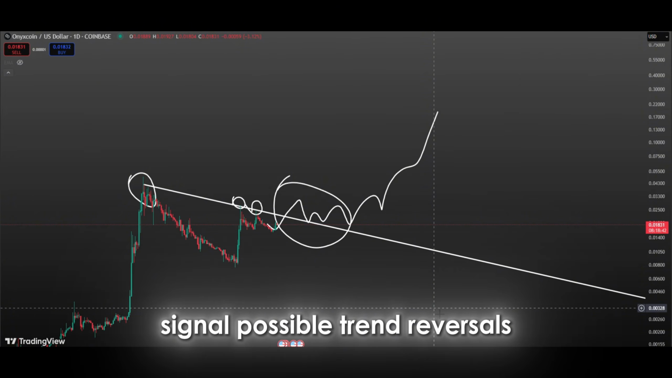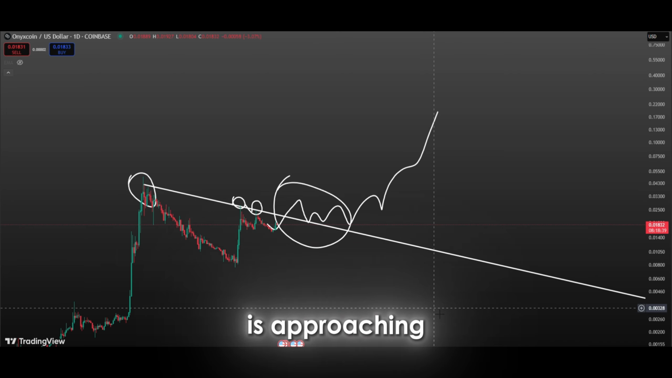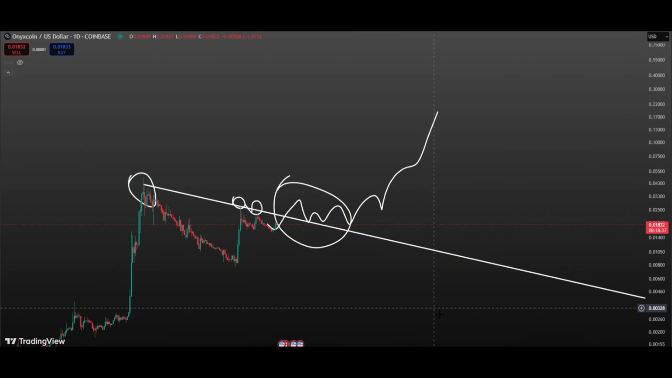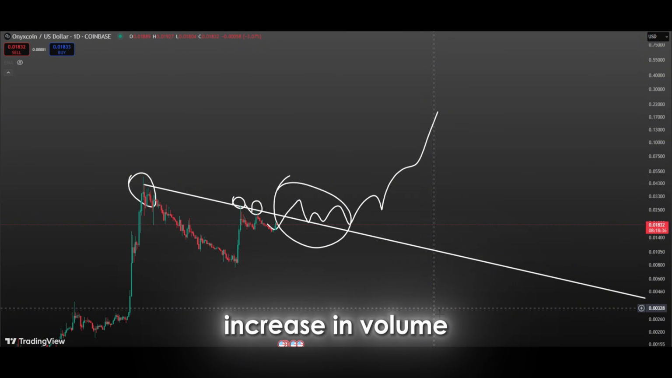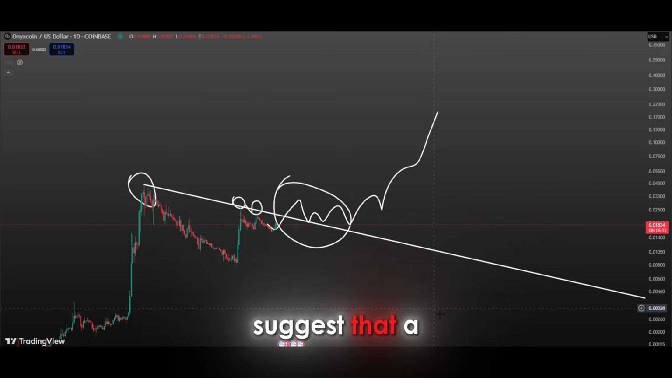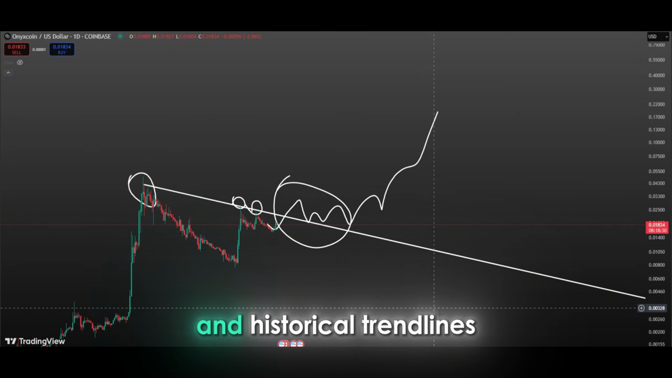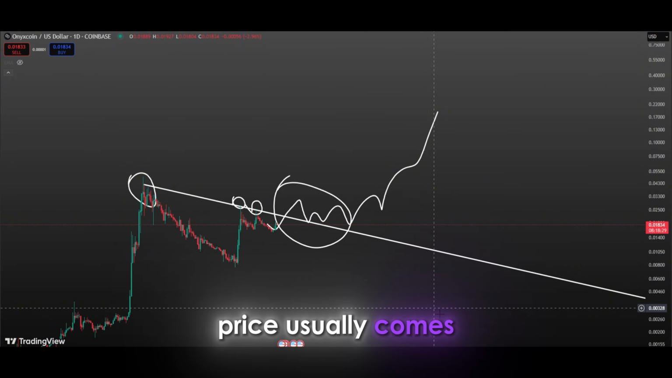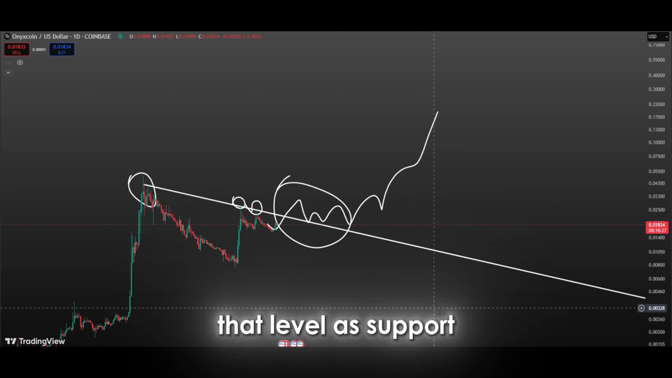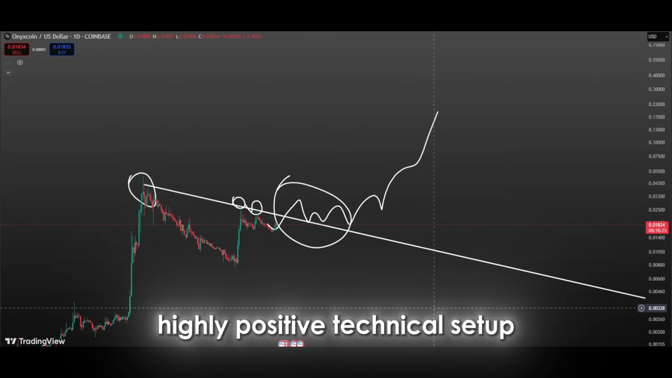possible trend reversals. Looking at the current price action, we can see that the price is approaching this descending trend line and appears to be preparing to test this area. Particularly, the recent increase in volume, bullish candlestick closures, and upward momentum suggest that a strong breakout against this trend line might be in the making. When such significant and historical trend lines are broken, price usually comes back to test that level as support and then targets higher levels. This presents a highly positive technical setup.